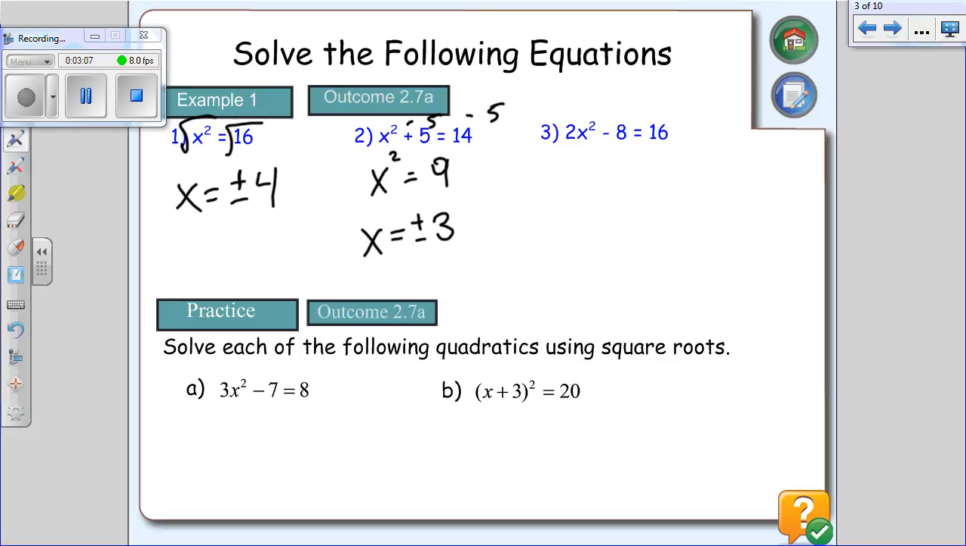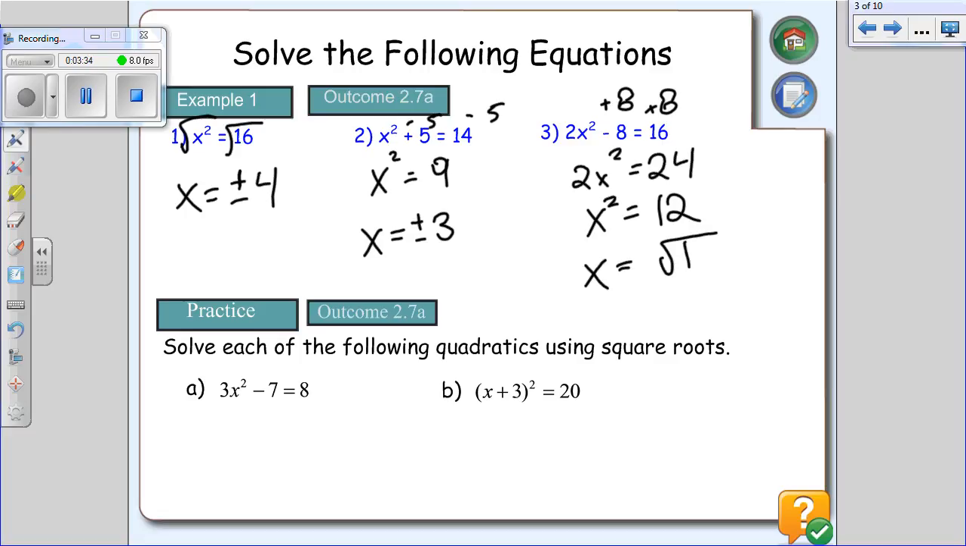Number 3, we're going to add 8 to both sides. So now we have 2x squared is equal to 24. We're going to divide by 2. And x squared is equal to 12. You square root both sides. You get x is equal to the square root of 12. You could simplify that. But before we simplify that, when you square root something like this, positive, negative, square root 12. So still write that.